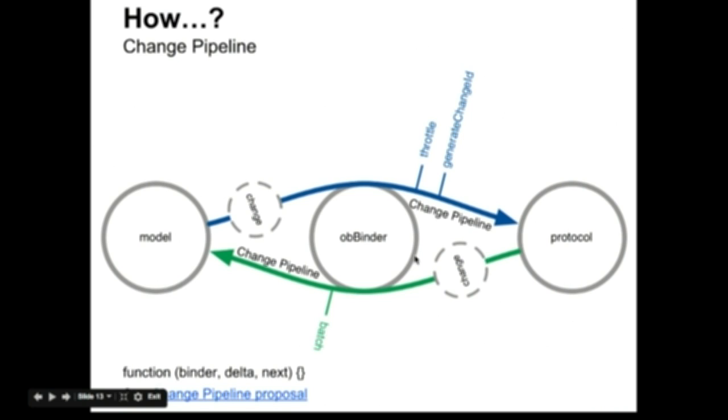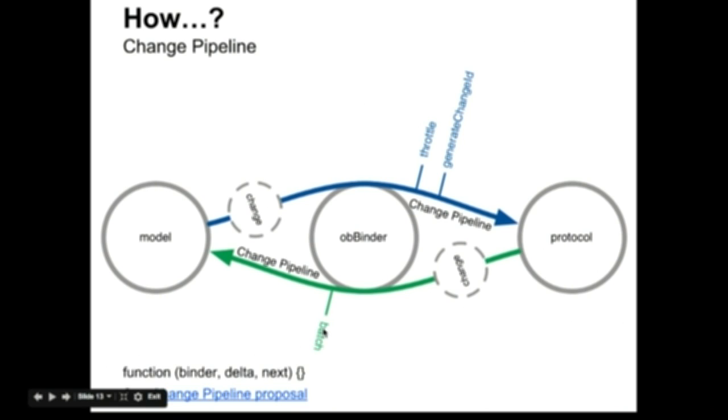I can stop the delta or wait for a while to continue processing it. I could add a unique change ID to this delta so I can store that for analyzing later. Or I could do whatever I want, and then it eventually gets sent to the protocol. So a protocol could say they don't want you to use the change pipeline, but you have the ability to use it as a developer.